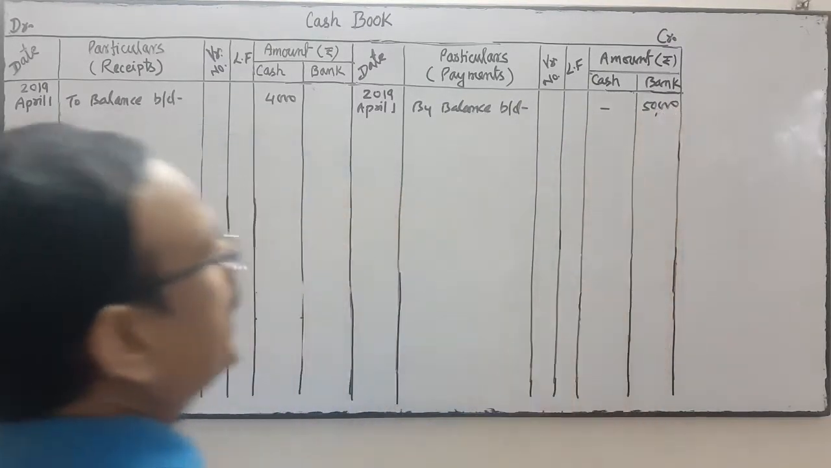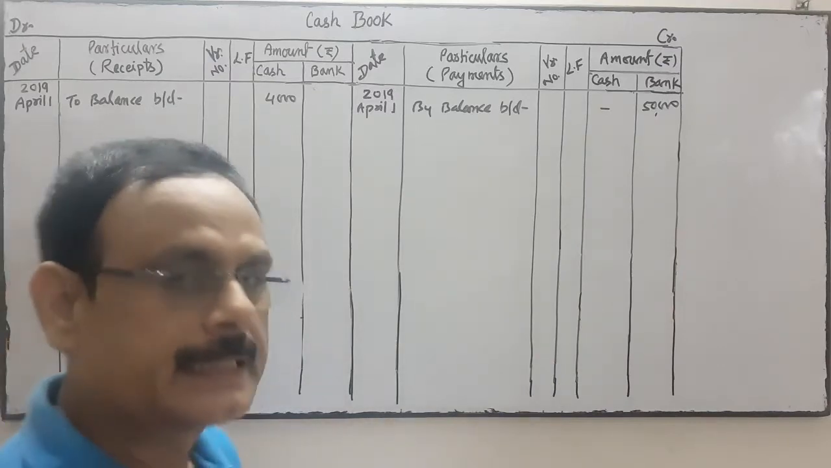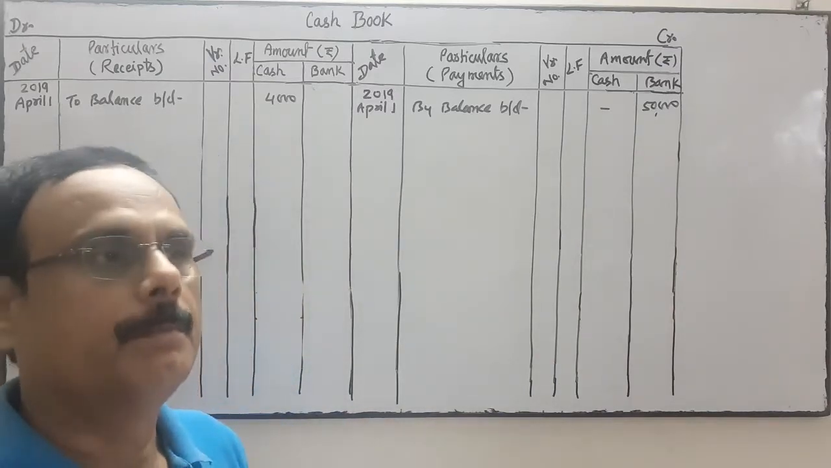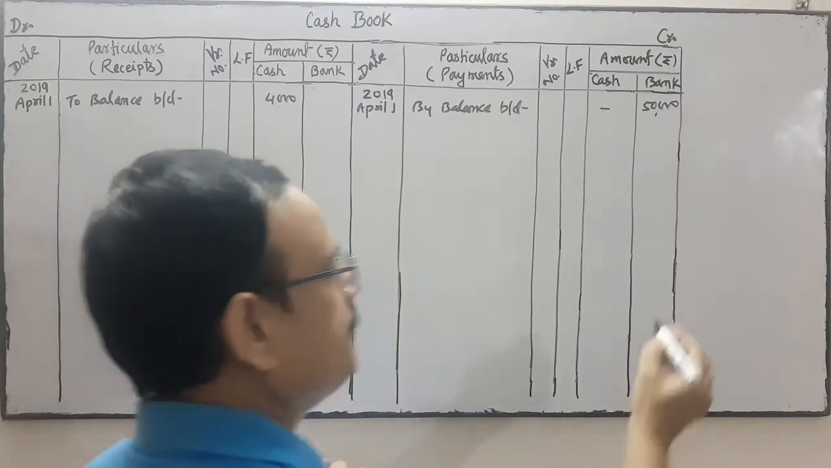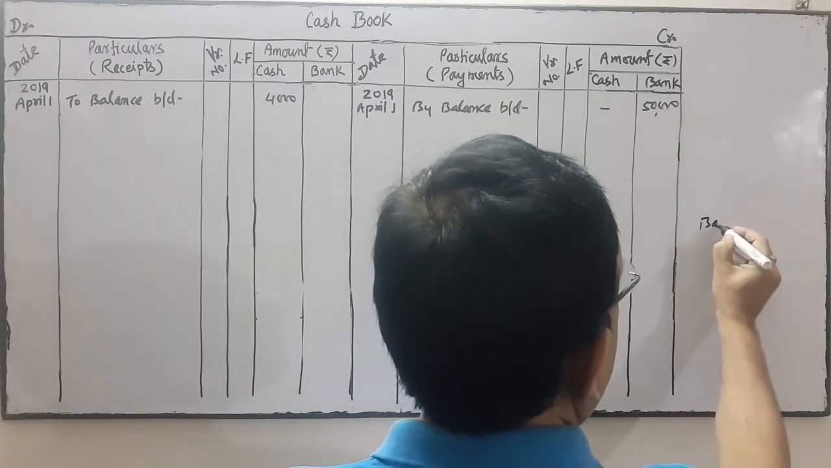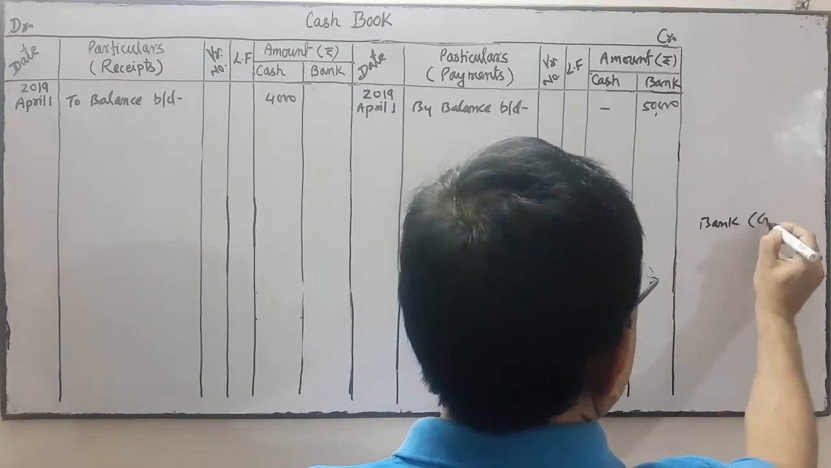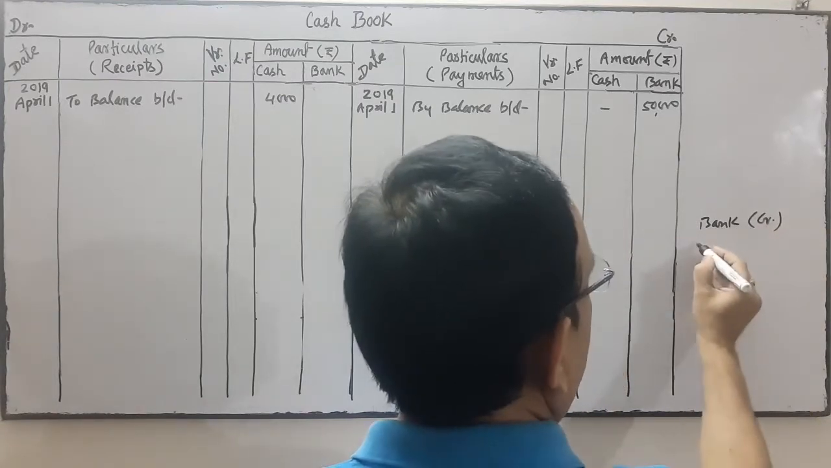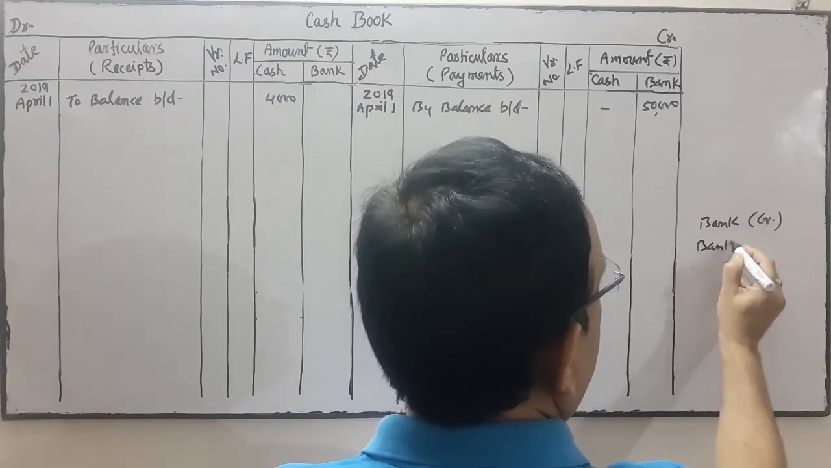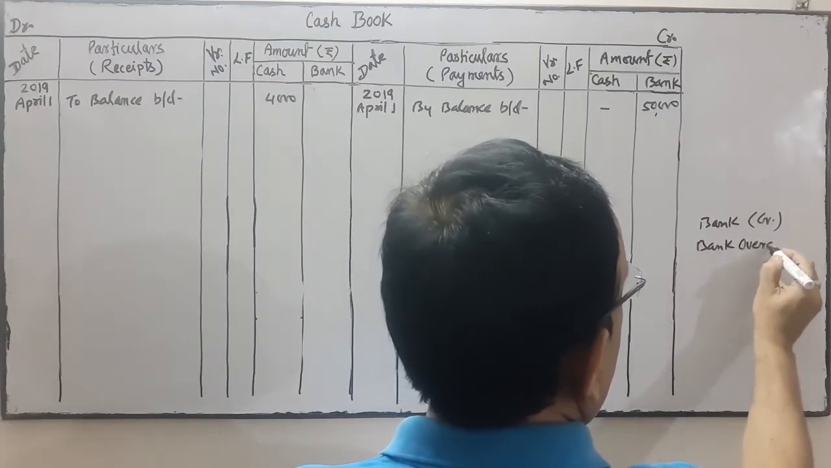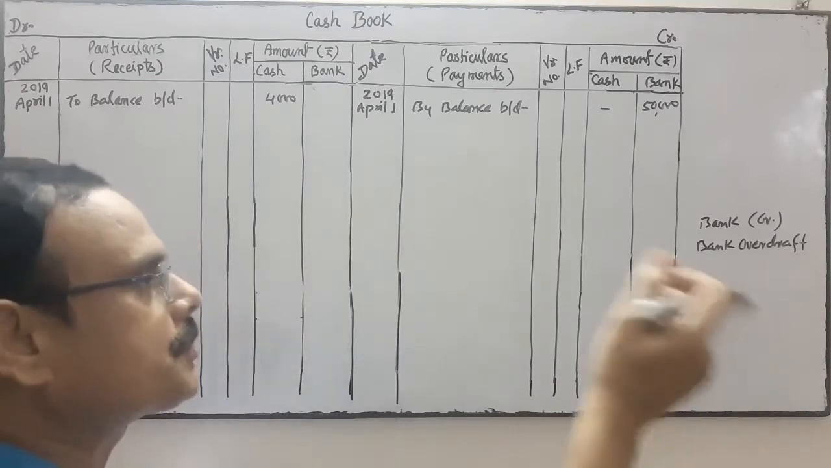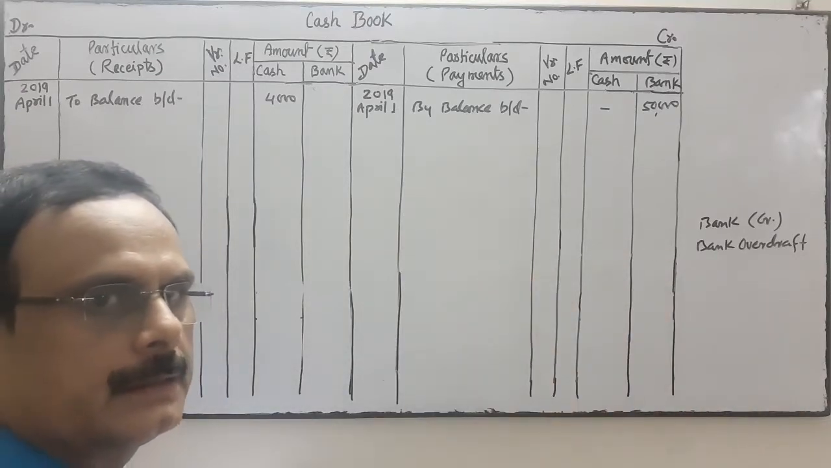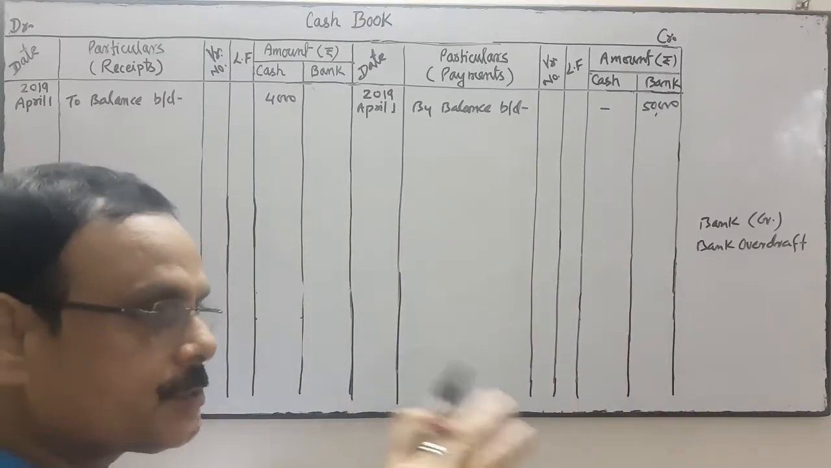Bank overdraft is a credit balance. If it is mentioned bank credit, it means it's an overdraft. What is overdraft? You know it? When an excess amount is withdrawn from the bank, that is overdraft.